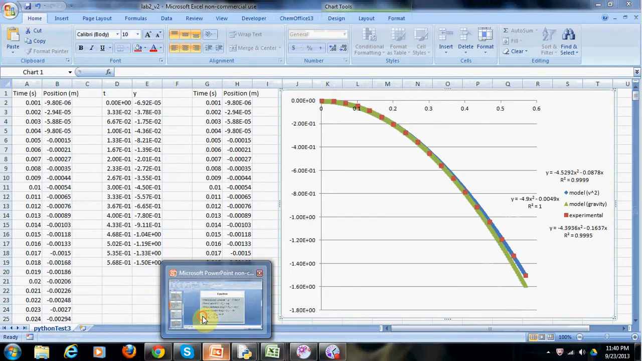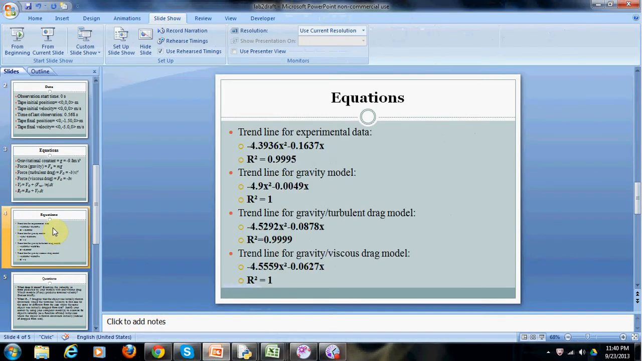After this, I also looked at the trend lines for each of the models that I made. As you can see, the magnitude of the value right here is much greater than the magnitude of the x squared value in the experimental data trend line and the x squared value in the turbulent drag model. And so that is why the position is over-predicted.